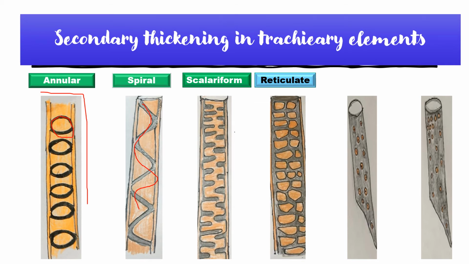This is called reticulate, where the secondary wall is deposited in a network-like structure. And this is a more advanced one, which is the pitted structure. Secondary wall is deposited all over, leaving just a little bit of the primary wall. So bordered pit and simple pit are the other two thickenings we see in the tracheary element.